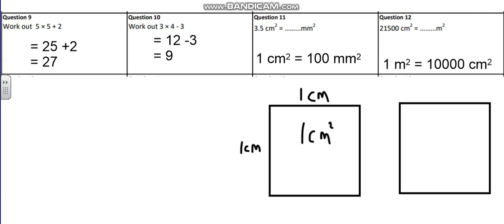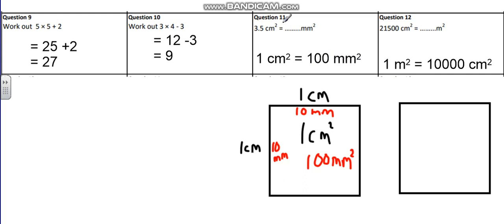But we also know that 1 centimetre in millimetres is 10 millimetres. So it's 10 millimetres times 10 millimetres, and 10 times 10 is 100. So the area is 100 millimetres squared. So the equivalence is that 1 centimetre squared is 100 millimetres squared.